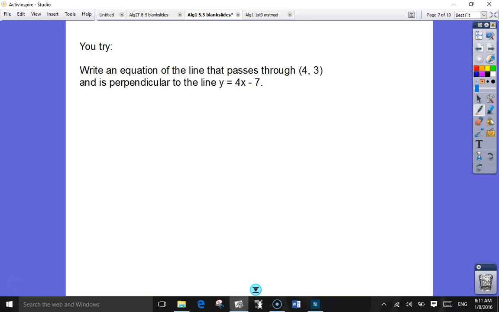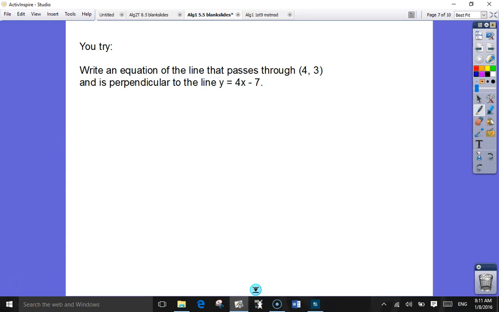So what did you say is the slope of your line? -1/4, right? Because this one has a slope of 4. How can you tell that? How do you know that this one has a slope of 4? Okay, because it's in slope-intercept form, and in slope-intercept form, the coefficient of x is the slope, right?